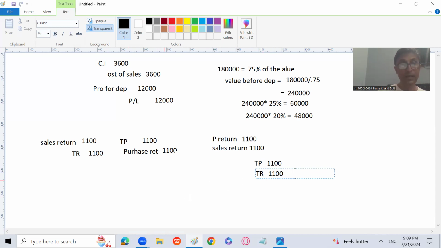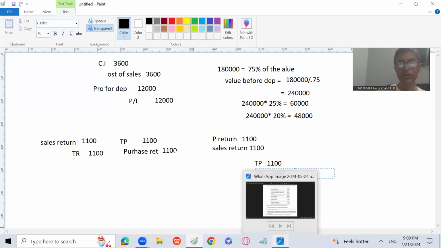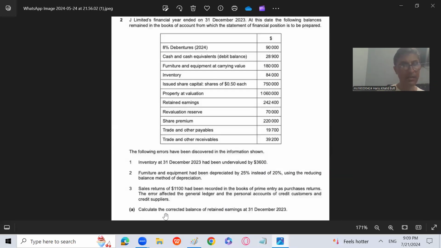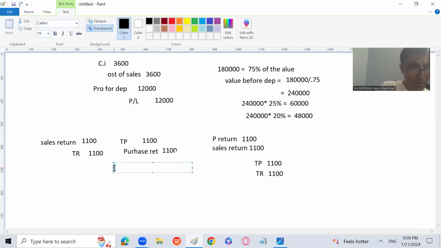So now we have gone through the errors. Now the examiner has asked us to correct the balance of retained earnings at 31st December. The balance of retained earnings is given in the question. Here it is, 242,400. I will write it over here, balance of retained earnings. Just a minute, let me see it again.